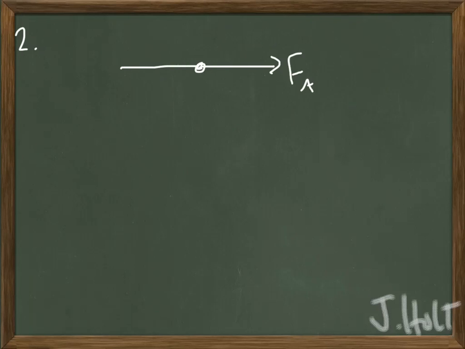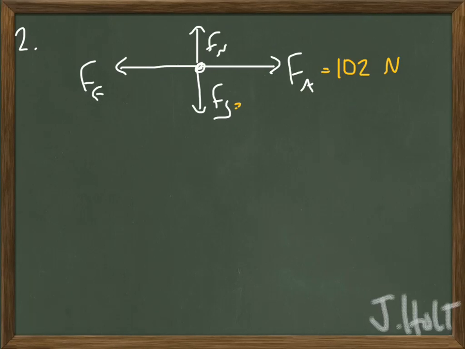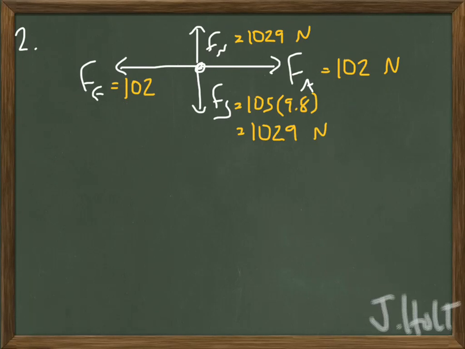In this problem, we are given the applied force. We also know how heavy the sofa is. So if we know how heavy it is, we can multiply the mass by 9.8 to figure out the force of gravity. And then once we do that, we also know the normal force, because the normal force is equal to the force of gravity.